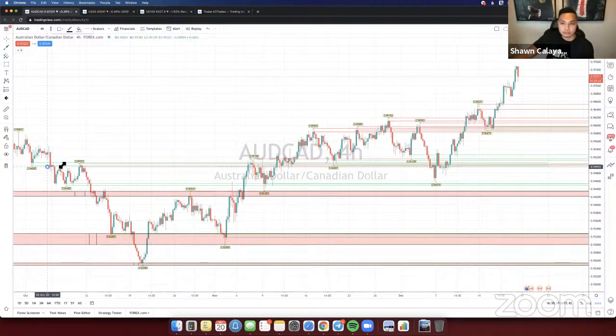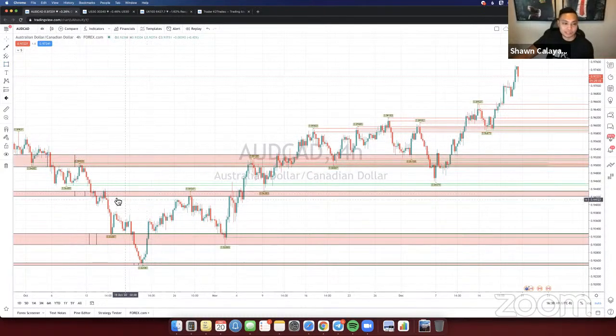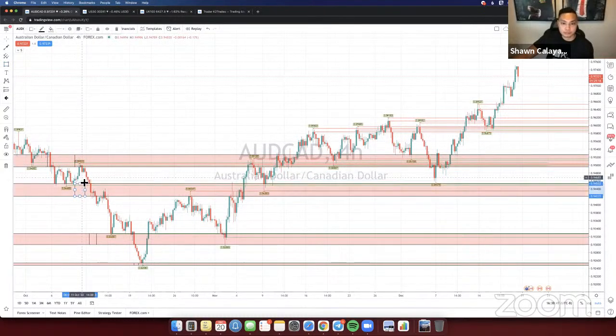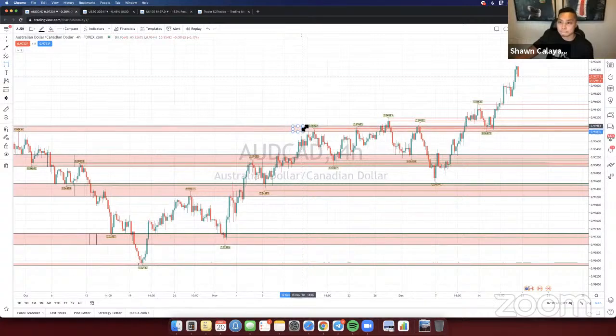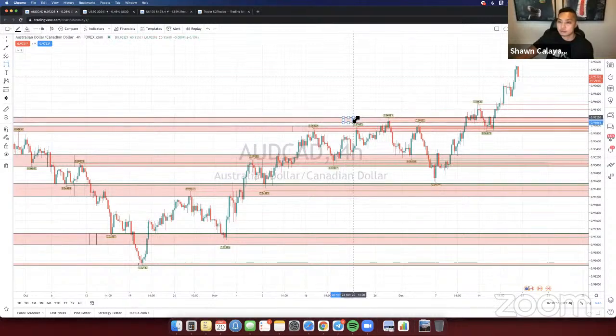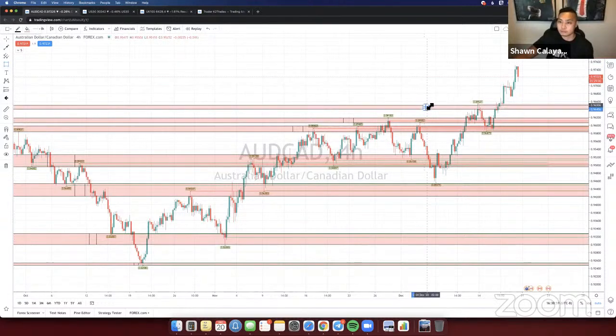I'm just going to connect all these zones, because when these zones overlap like that and they're super close, it's better to draw a bigger zone. And price is way up here, so we're not expecting it to come down here anytime soon. So that's good right there. Right there. And then we got this one right over here as well.